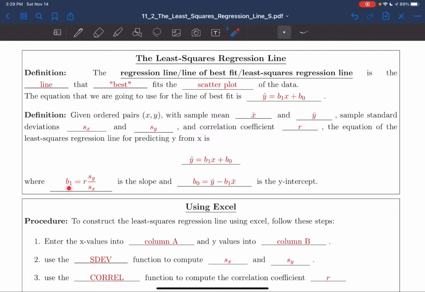and this is the slope, and this is the y-intercept. So b naught will be y bar minus b1 times x bar. Since we calculated b1 here, we just plug in the values.